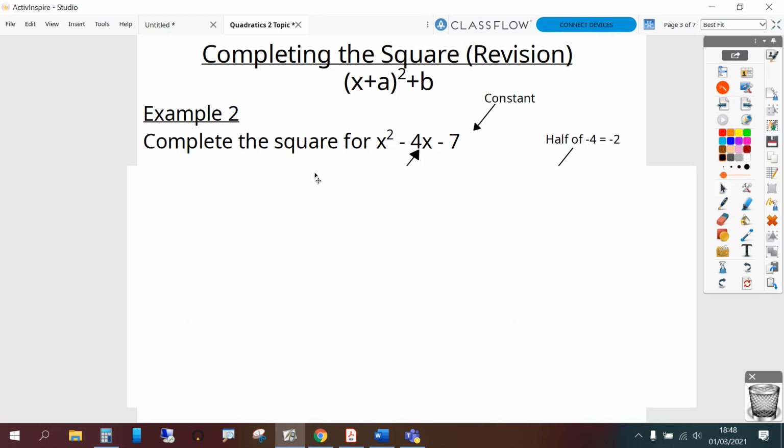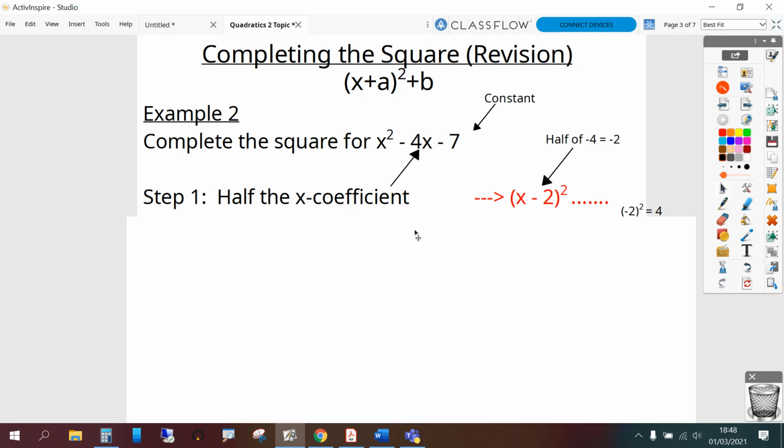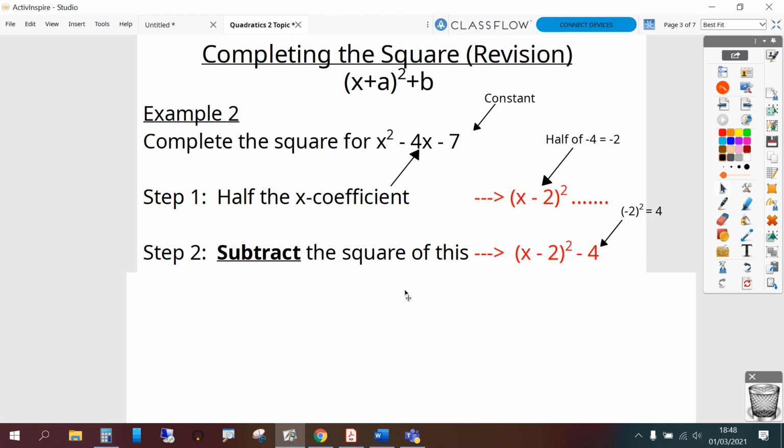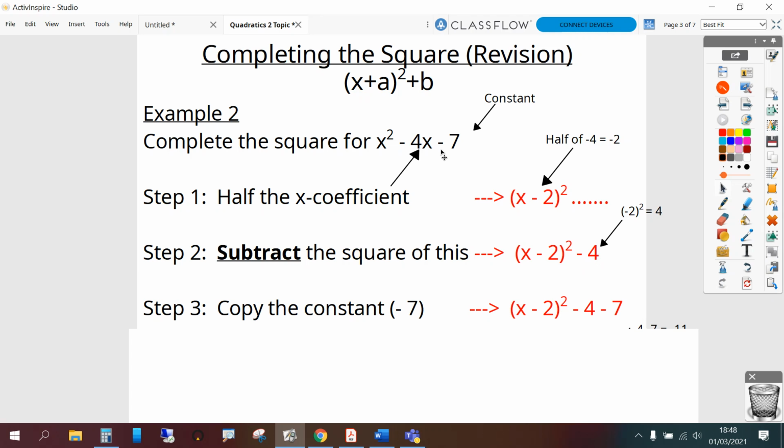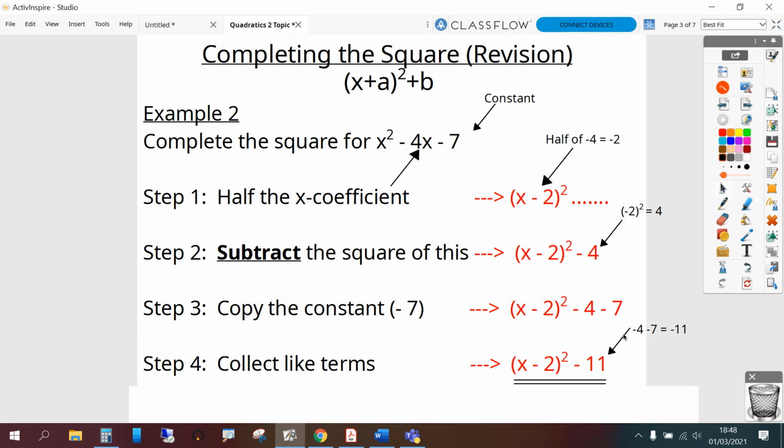Example 2, similar one, except we've got negatives involved. Step 1, half of the x coefficient, so half of negative 4 is negative 2. Subtract the square of negative 2, so negative 2 squared is 4, so subtract 4. Copy the constant, negative 7. And collect the like terms, so negative 4 and negative 7 adds up to negative 11.